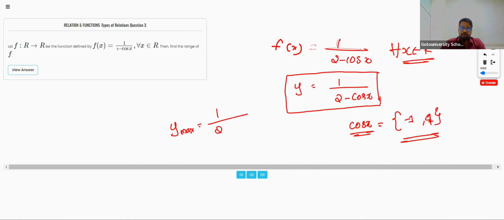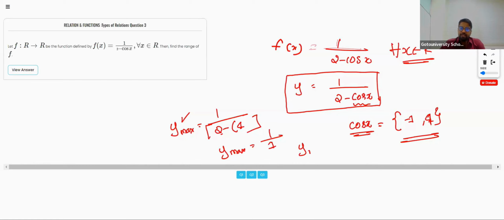So if you want to make it maximum, you will put the lowest possible value here. Very simple logic: if you want the maximum value of this, the denominator has to be minimum. If the denominator has to be minimum, what we are subtracting should be the highest. The highest value cos x can take is +1. If I put 1 here, this will be 2 minus 1, so the maximum value will be 1.